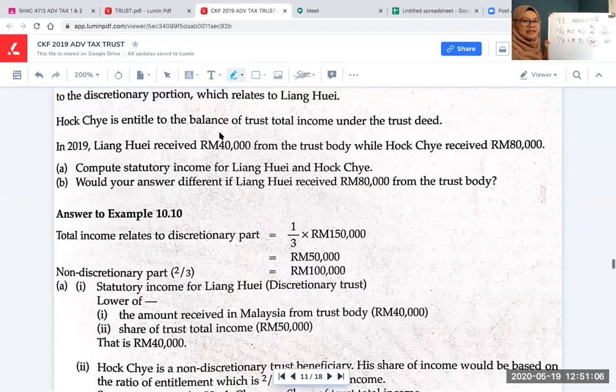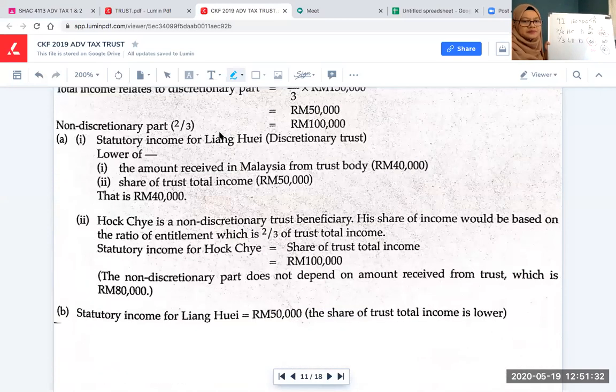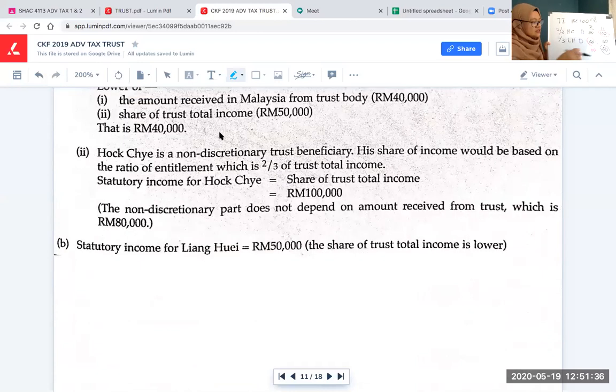The second part asks whether your answer would be different if Liang Hui, rather than receiving 40,000, received 80,000. When she receives 80,000, what happens? You have to compare 80,000 with 50,000. With 80,000 and 50,000, for the discretionary, you will take 50,000. So that makes a difference. For discretionary we take the lower. Liang Hui's share will be 50,000.